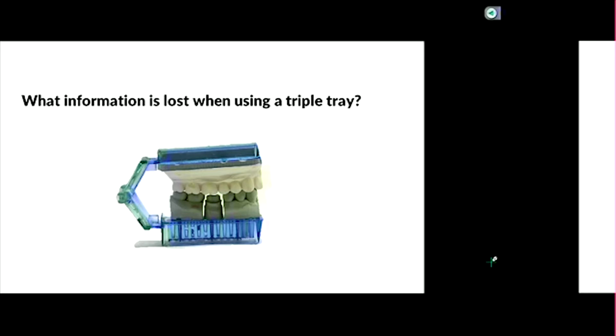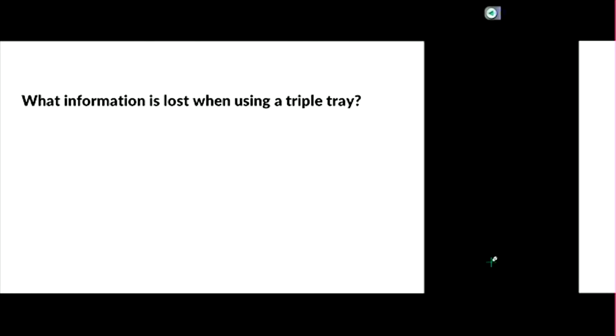But let's talk about your non-working movement when you go the opposite way. Sorry, did I get that backwards? That way and that way. Okay. The idea is that you have no teeth on the opposite side to really simulate that canine guidance. So if you had canine guidance on the opposite side, well, it's not reflected in your stone cast here because it's not even present, right? So you'll lose that information when you use a triple tray.